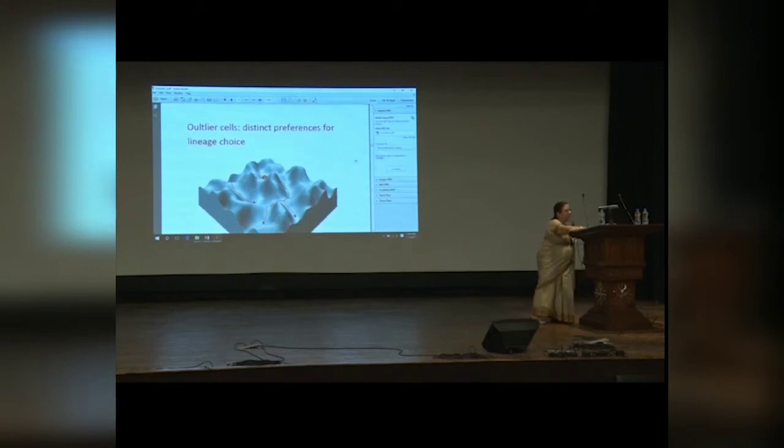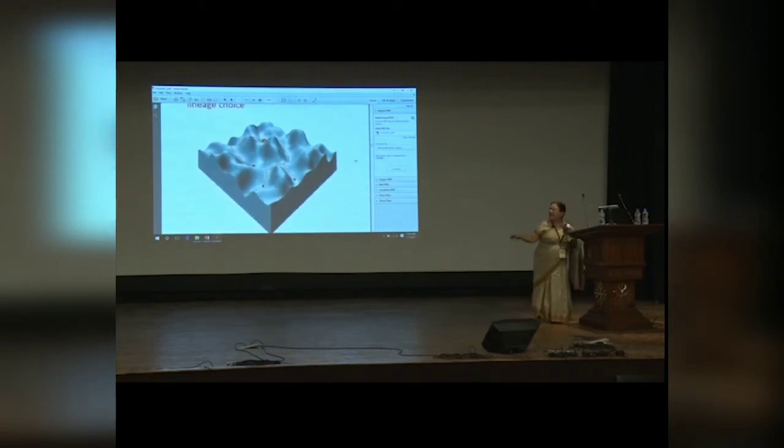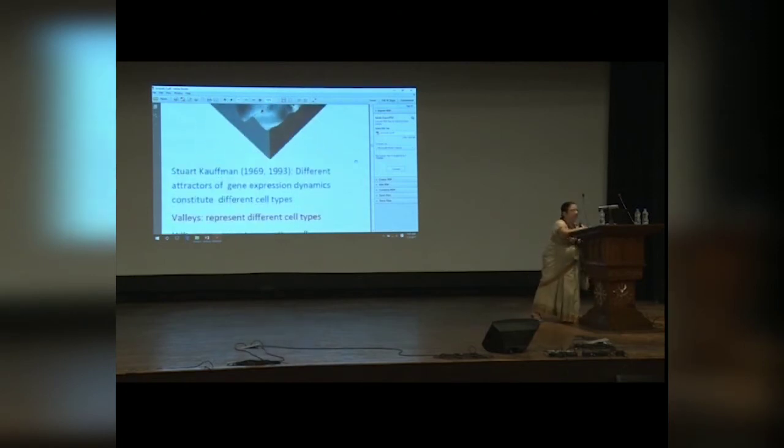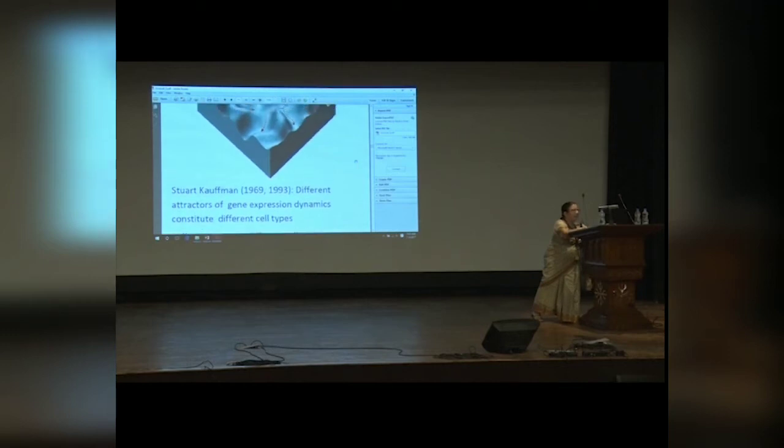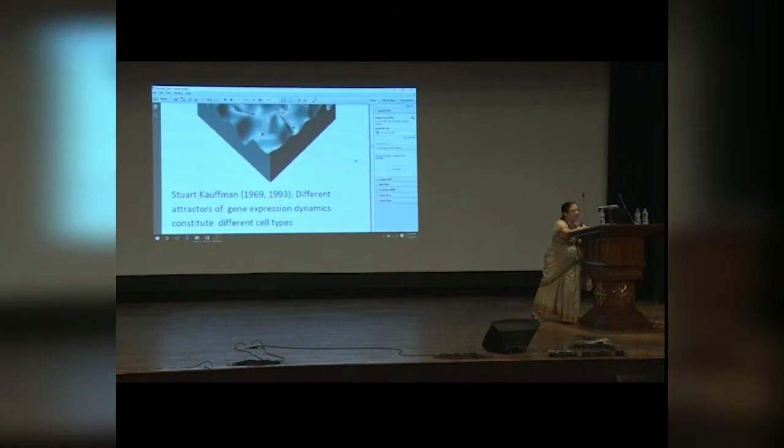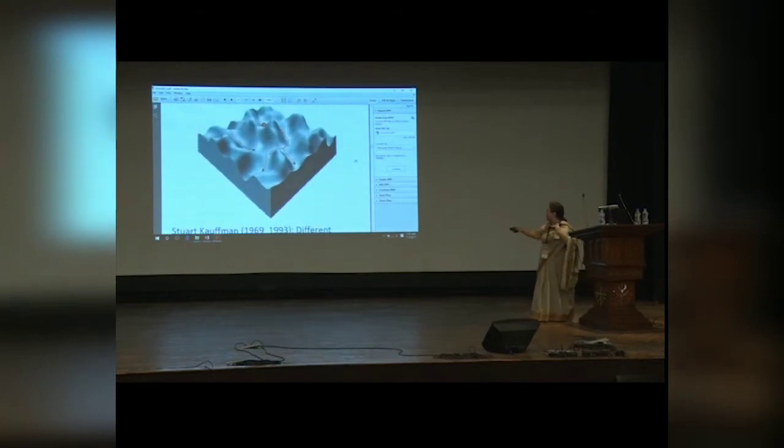So this is a landscape, see, and the valleys correspond to the distinct cell types. Stuart Kauffman, in pioneering papers, said that different attractors of gene expression dynamics constitute different cell types. So in the landscape, the valleys correspond to distinct cell types, and the tops of the hills are the stem cells. So here lots of problems are lurking for physicists and mathematicians. What is the optimal path from an undifferentiated cell state to a differentiated cell state, or from one differentiated cell state to another, maybe from the kidney cell state to the liver cell state?